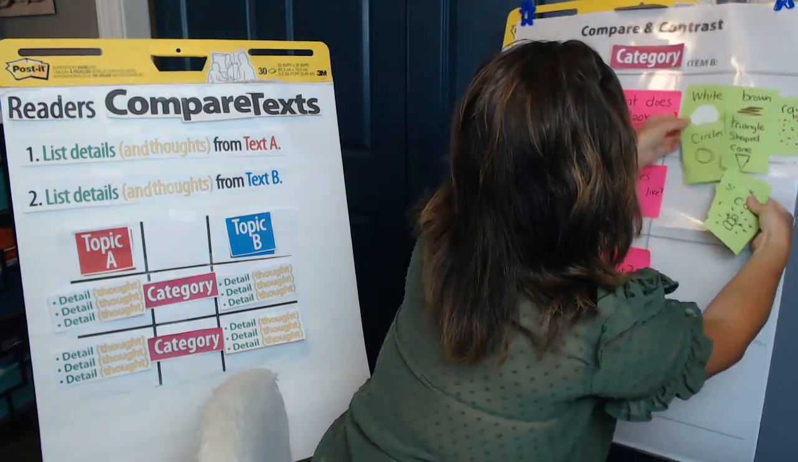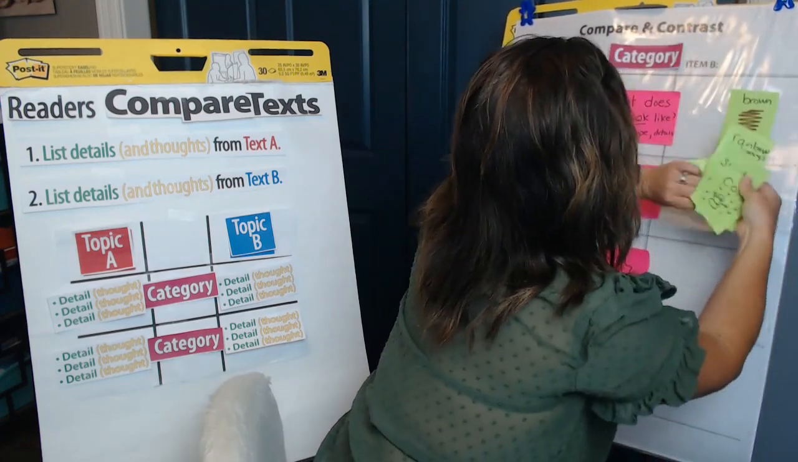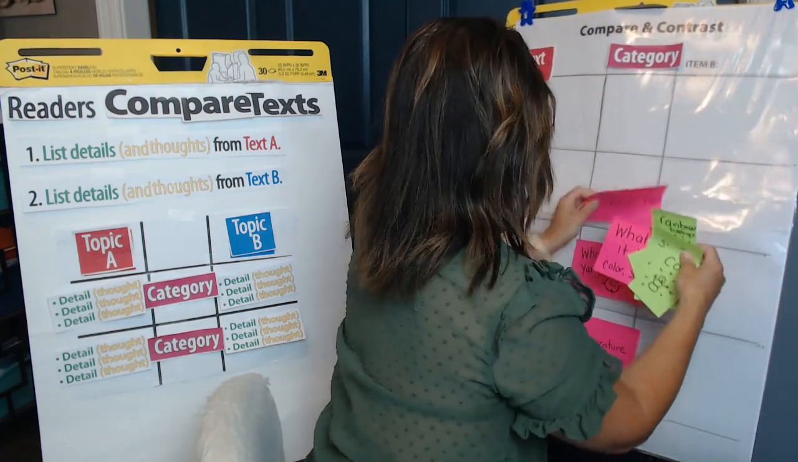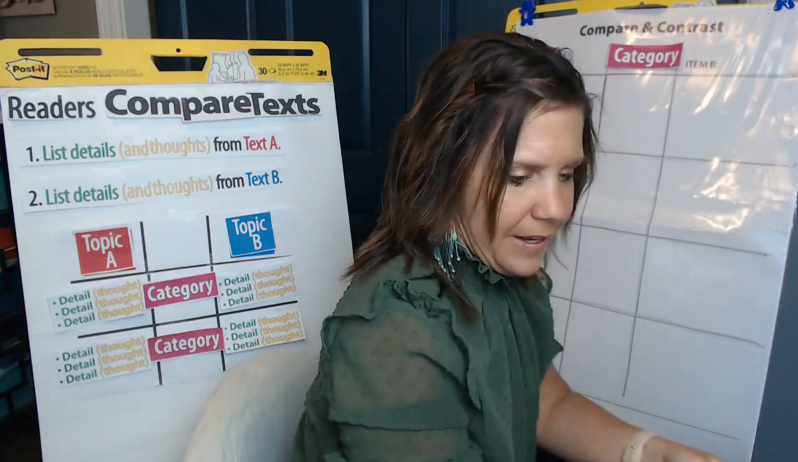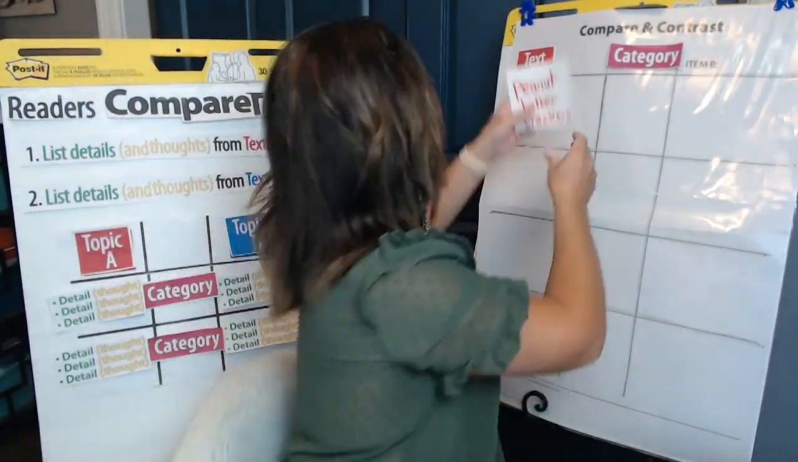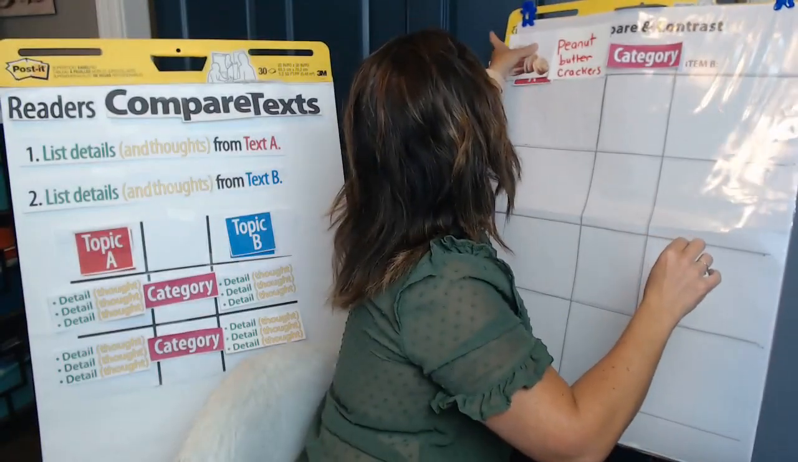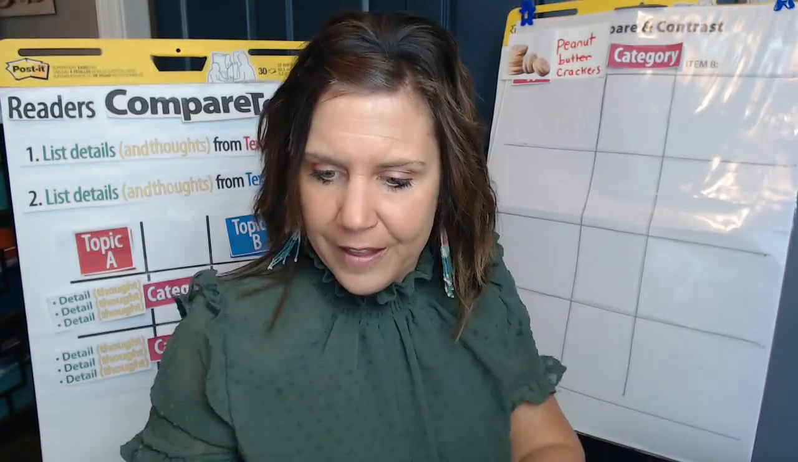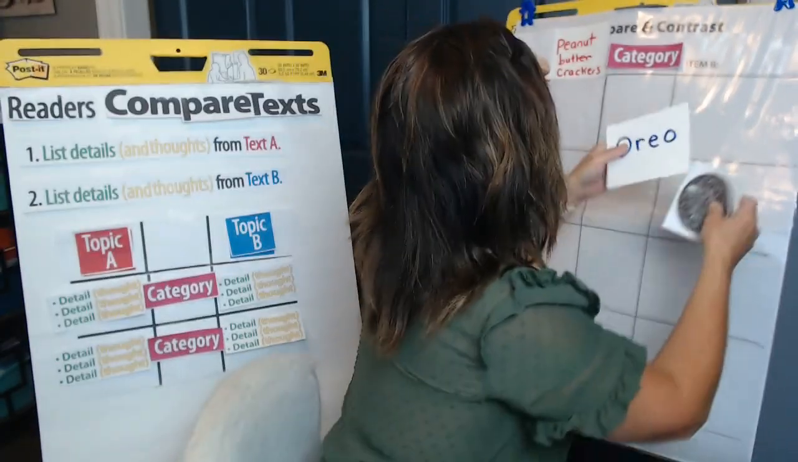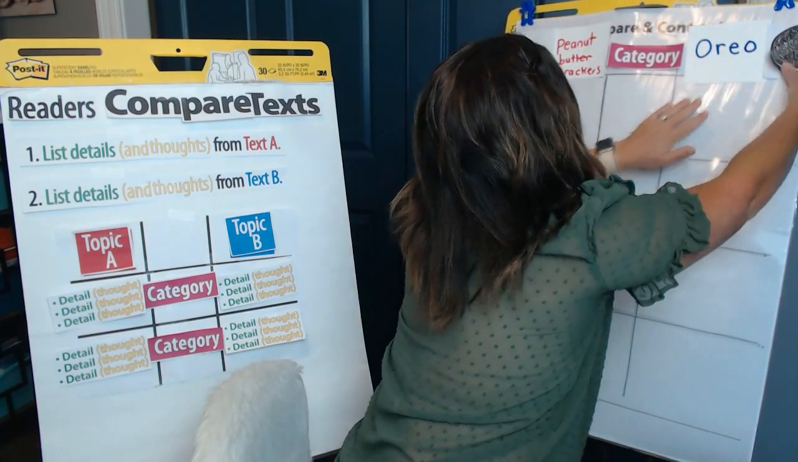Are you thinking about Oreos and peanut butter crackers? Okay. All right. So I'm putting peanut butter crackers on this side. I wrote it in red. It's our red topic. And I've got a picture of peanut butter crackers. I'm going to put it over here on this side. And then over on the right side, I'm going to put the word Oreo in blue. This is our blue topic, and a picture of an Oreo.